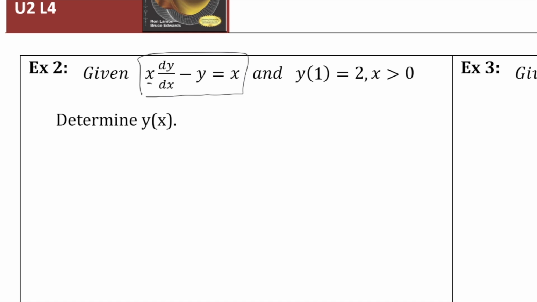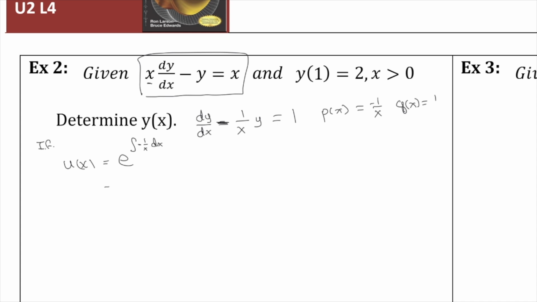That x is in the wrong spot. Let's see what happens. When we rewrite the problem, dy over dx minus 1 over x y has to be equal to 1. We recognize that p of x is going to be equal to negative 1 over x, and q of x is going to be equal to 1. The integrating factor, let's find that. So our integrating factor is going to be equal to e to the integral of our p of x dx.